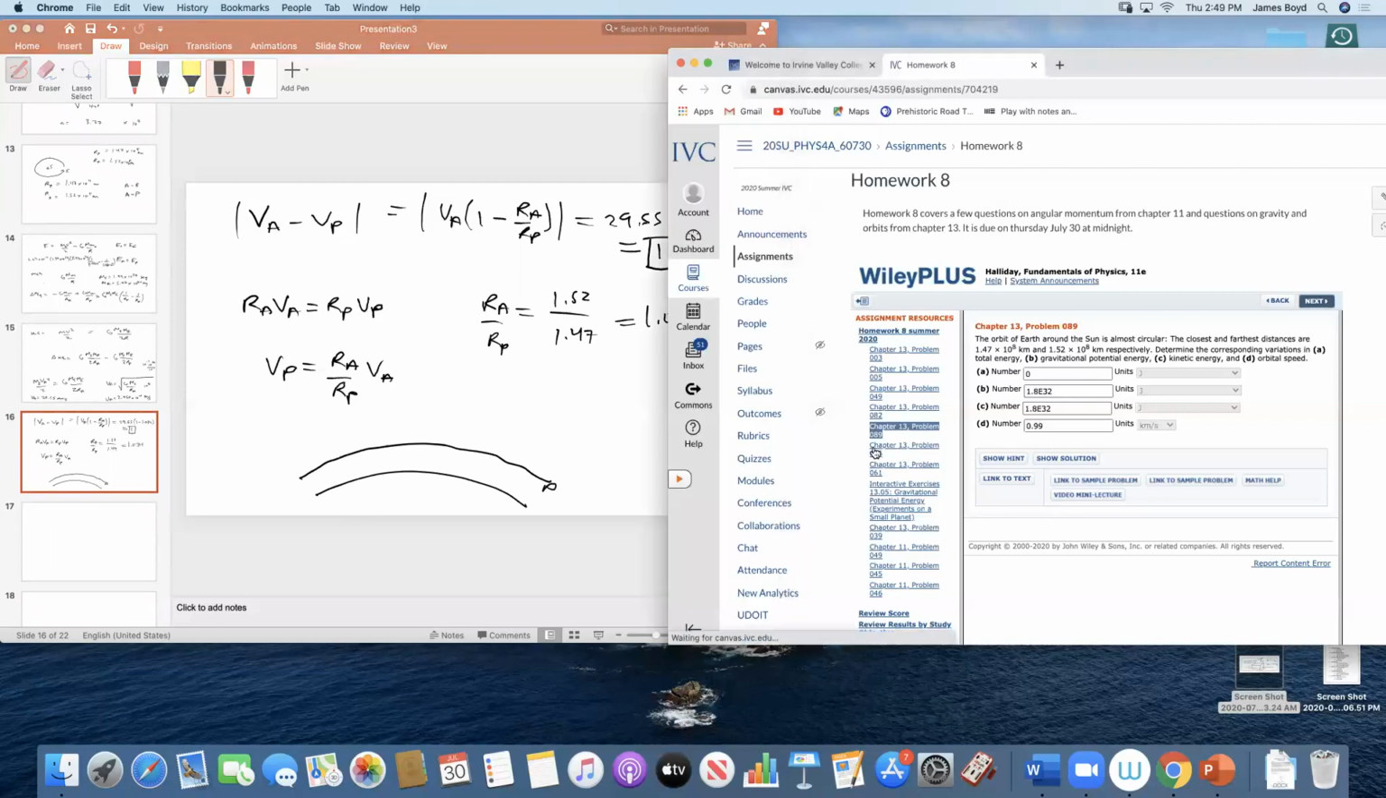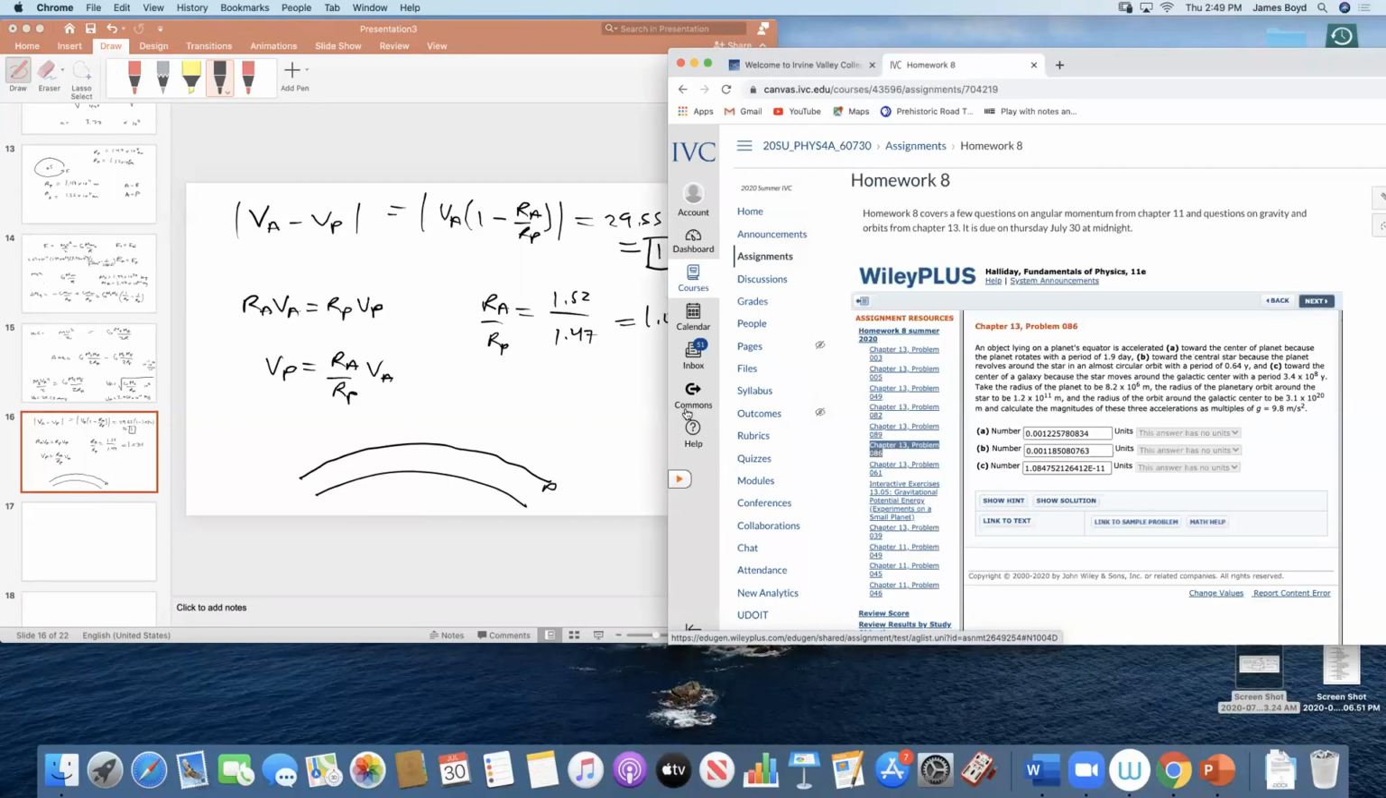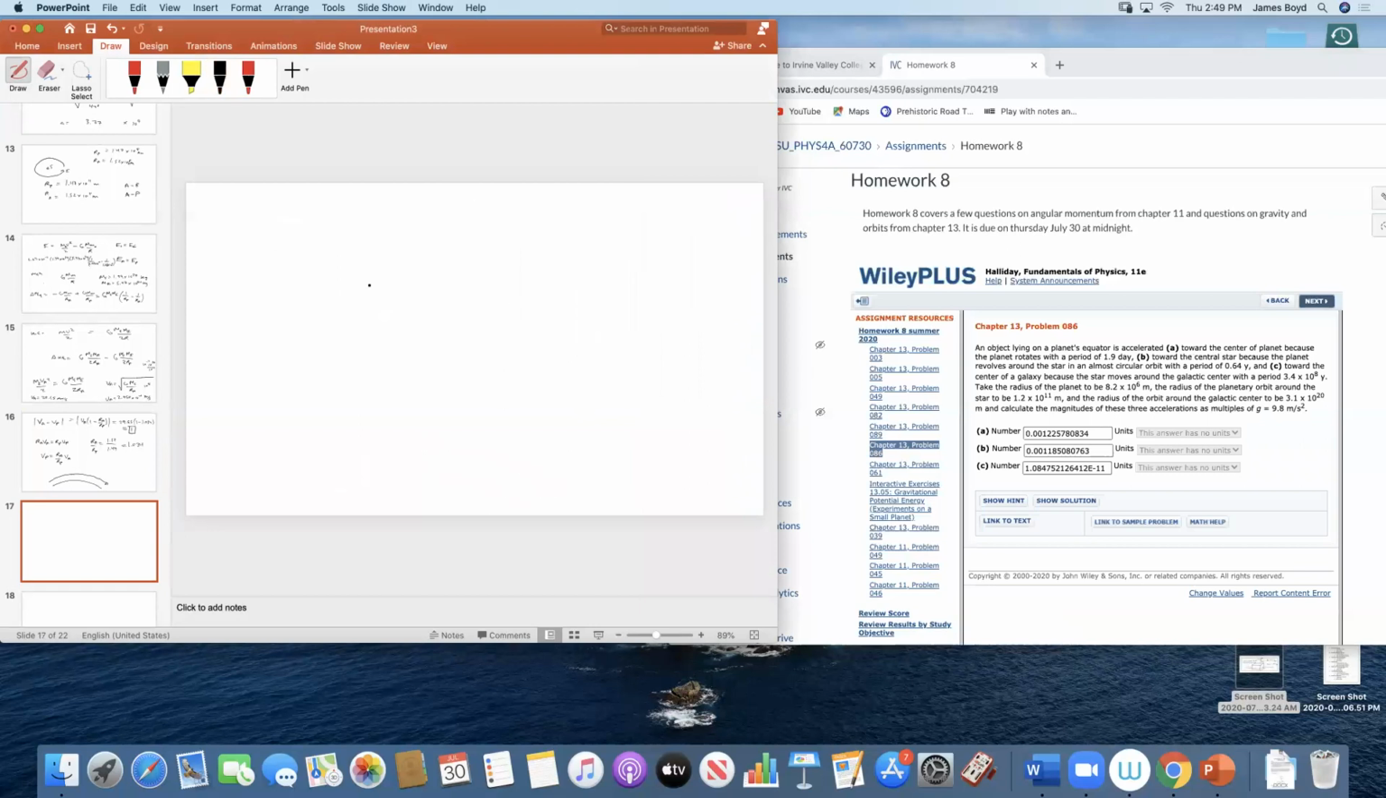The next two get a little weird and wonky because of Wiley. Okay. So this first one is really messy. We need to find out the magnitude of the acceleration due to rotation around these different objects. One's a planet, one's the star, one's the galactic center, and they want them in terms of g, okay?